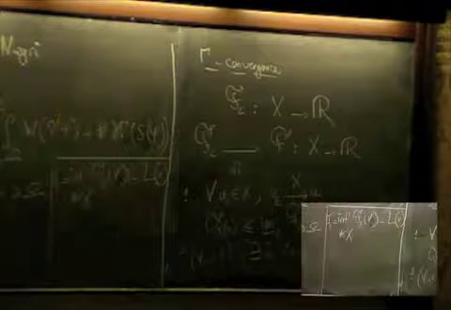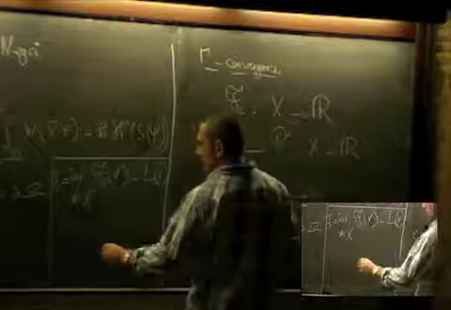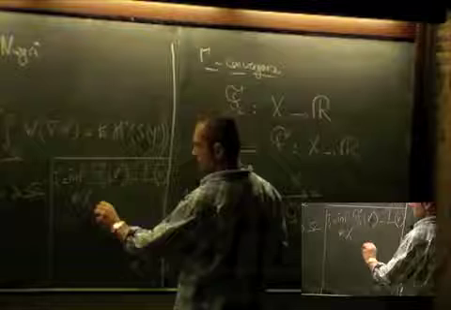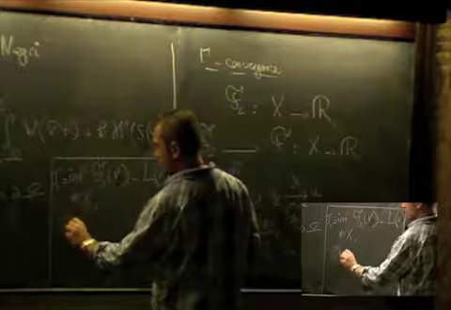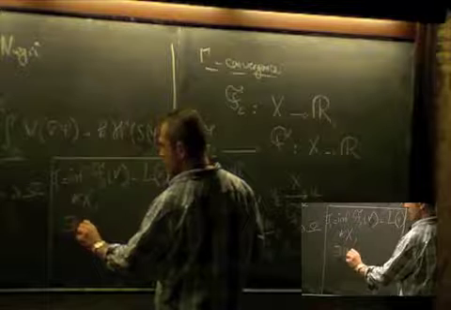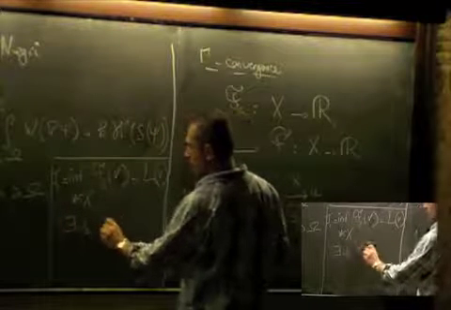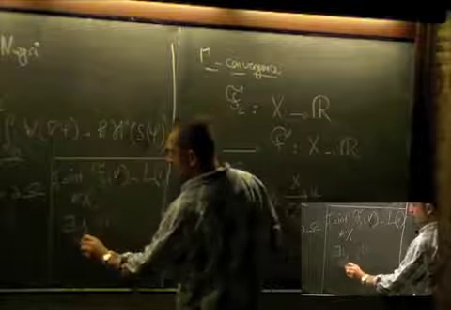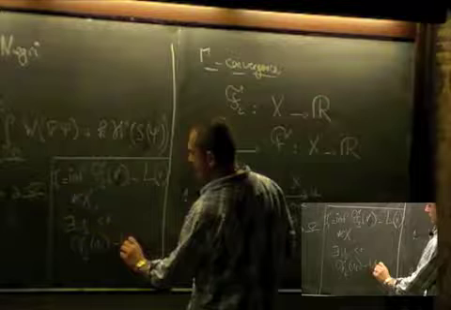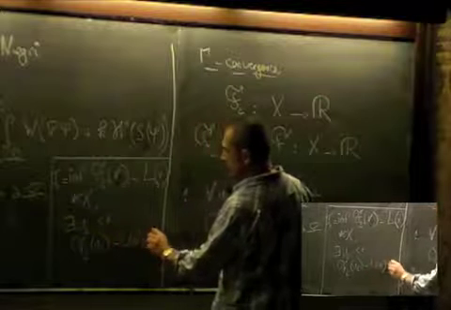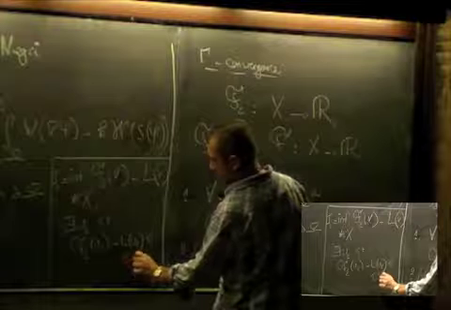Then this inf converges. Let's say that there exists a U epsilon which is epsilon closed, such that since it's an inf, f epsilon of U epsilon minus L of U epsilon is less than the inf plus epsilon.